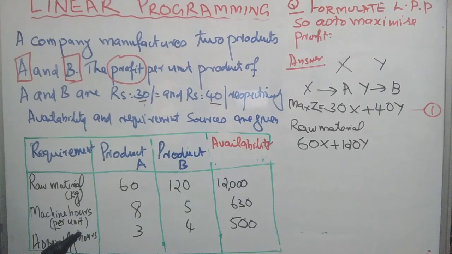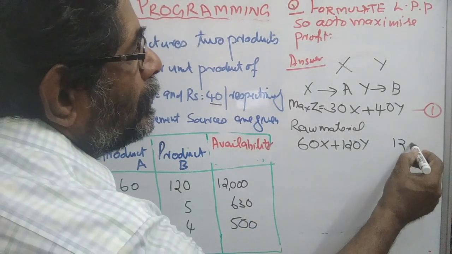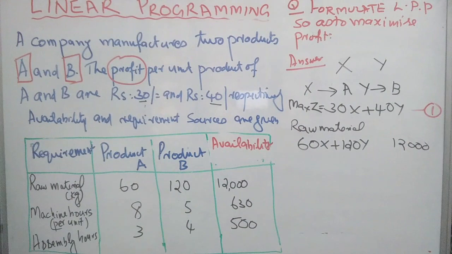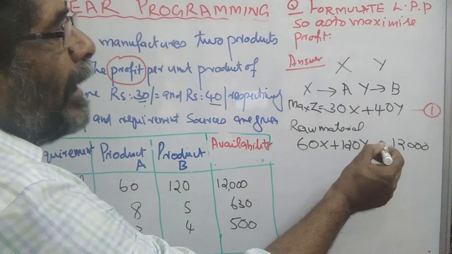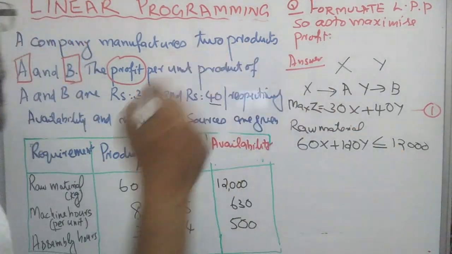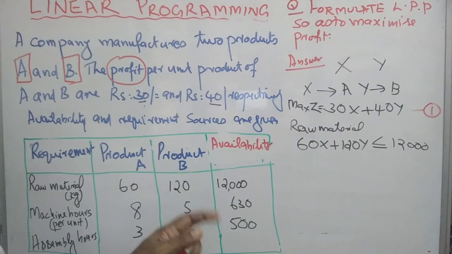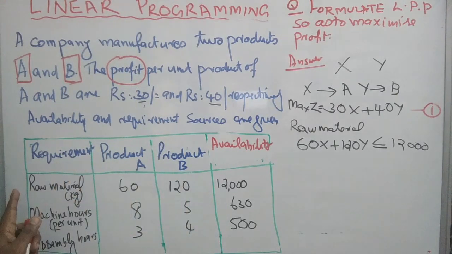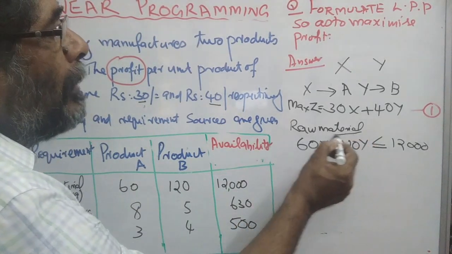And that is the requirement. What about availability? 12,000 kilograms is available. That means we can use up to 12,000. A single point more than 12,000 cannot be used. So that is either equal to or less than, depending on the condition. We never use more than 12,000 since the availability is 12,000 kilograms of raw material. 60x plus 120y is less than or equal to 12,000. That is the first constraint related to the raw material.